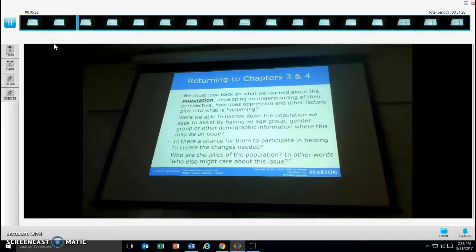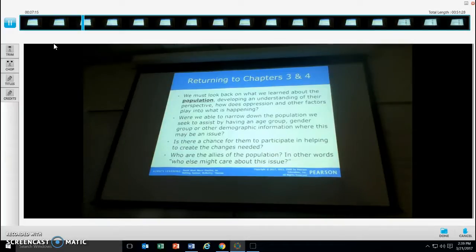So let's go back to chapters 3 and 4, and we must look back on what we learned about the population and developing an understanding of their perspective. When we did chapter 4, we looked at oppression. We talked about our own ideas, remember, about this population that we're working with, what our own preconceived notions or prejudices were. We talked about how oppression and other factors play into what's going on with that population. And we were able to narrow down the population we seek to assist.